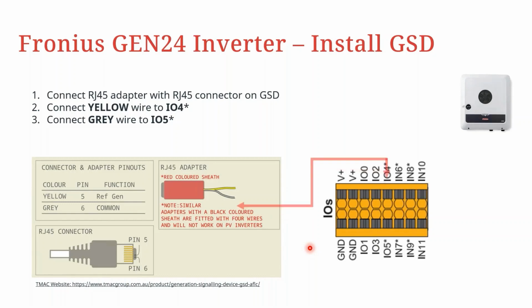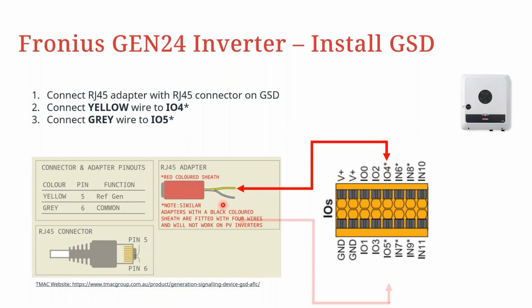So the first thing we're going to do is connect the yellow wire on the RJ45 adapter to IO4, and we're going to connect the gray wire to IO5. And once this is done, the Gen24 is now ready to go, and the GSD has been installed with the inverter.